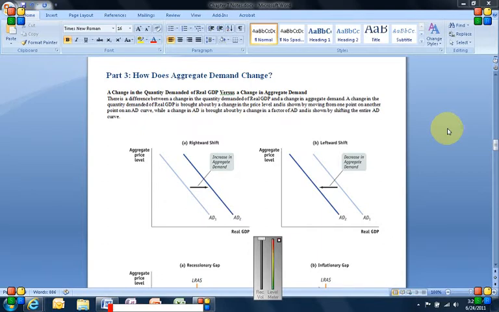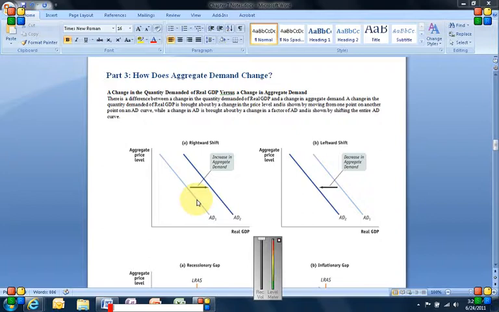So now that we've talked about what aggregate demand is, I want to talk about how aggregate demand changes. And just like in the beginning of talking about the changes in demand and supply in individual markets, I want to caution you here because there's a difference when you say there was a change in quantity demanded of real GDP and a change in aggregate demand overall. A change in quantity demanded of real GDP is brought about by a change in prices, and it's shown by moving from one point to another along an existing curve. So if prices change, we slide from one point to another along an existing AD curve.